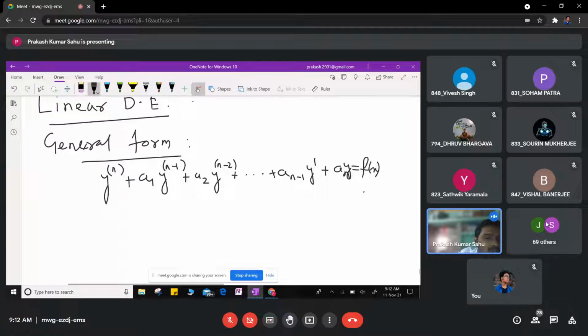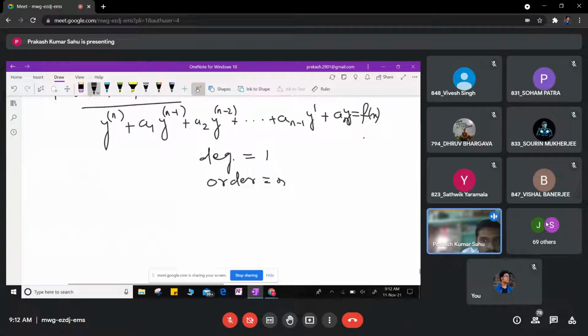Here a1, a2 up to an are constants. The order is n, because the highest derivative is the nth derivative of y, so this is an nth order differential equation and the degree is 1. And this f of x is a known function.